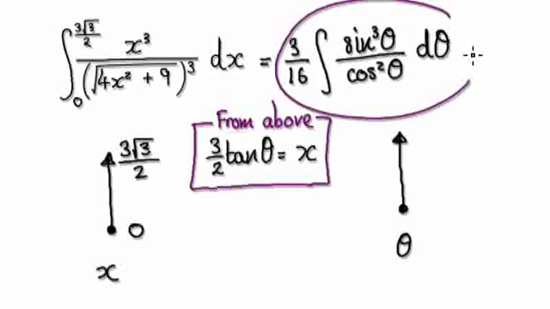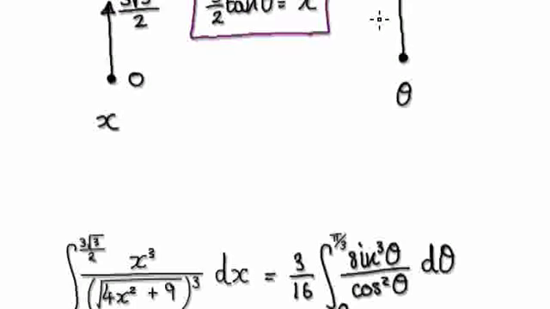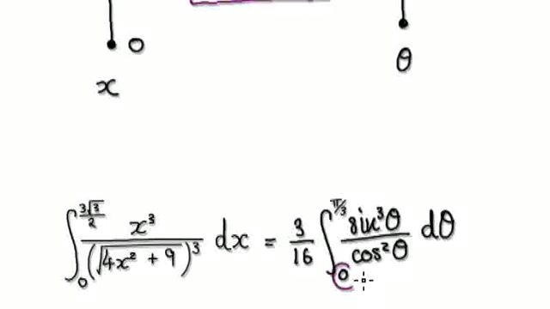So this whole thing here will then become this. Now this is our appropriate interval here, from 0 to pi over 3. That's the equivalent of x being from 0 to here.